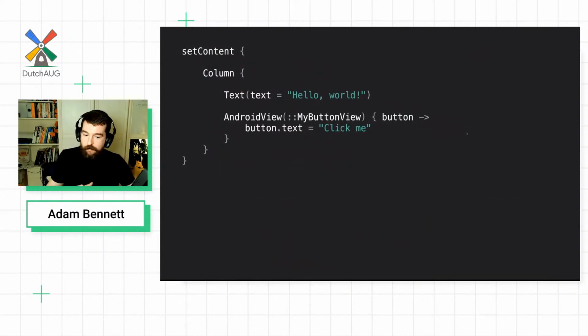If you want to go the other way around, you can pass legacy views into composables. And here we have the Android view composable. What we're doing is calling the constructor of the My Button view, and then within this lambda, you're able to apply some configuration to that view. And it's really as simple as that. And again, we found this to be completely seamless.